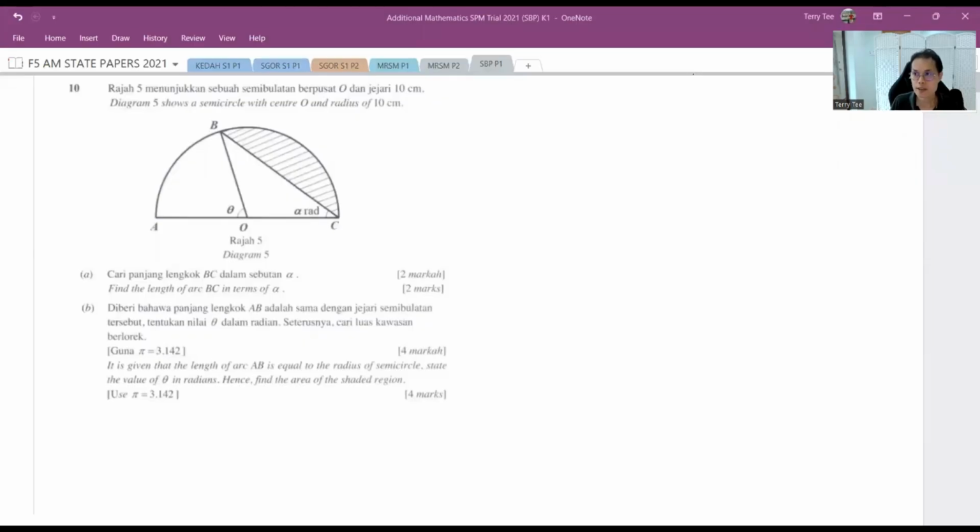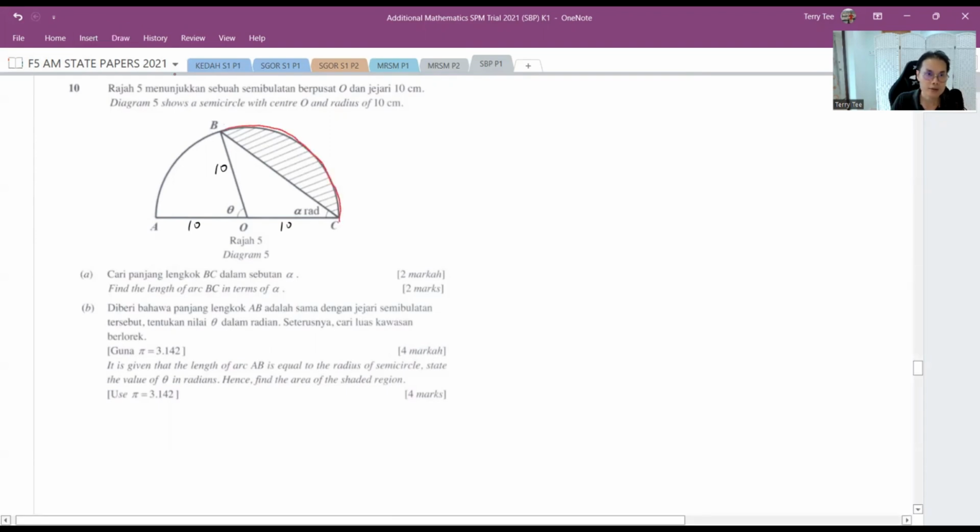Okay, moving on, question number 10. This is from Form 5, chapter 1, circular measure. So diagram 5 shows a semicircle with center O and radius of 10 cm. So we know this radius is 10, 10, 10. All right, you're supposed to find the length of arc BC in terms of alpha. This is your length of arc BC.